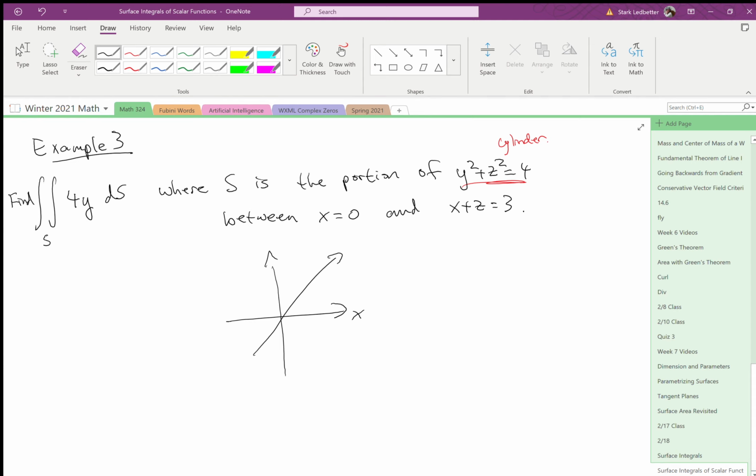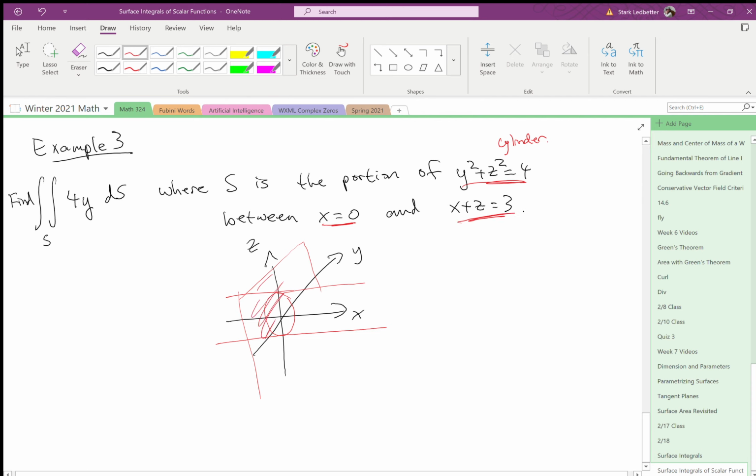So what is going on? This is a cylinder of radius 2. Okay, so if that's the x, y, and z, we go into the yz plane and we draw a circle of radius 2, and then we extend that forever, allowing x to be any value. And now between x equals 0, so we're cutting it off here at this plane, and then we're cutting it off here.